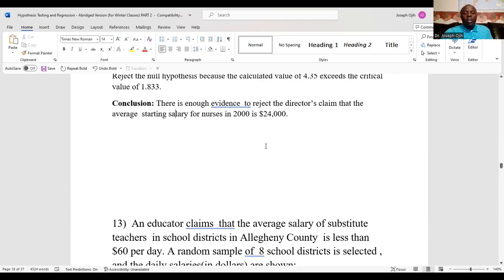So there is enough evidence. Or I can say there is insufficient evidence to support the claim. So insufficient evidence to support the claim, or there's enough evidence to reject the claim. They're basically saying the same thing. So that is it for hypothesis testing.